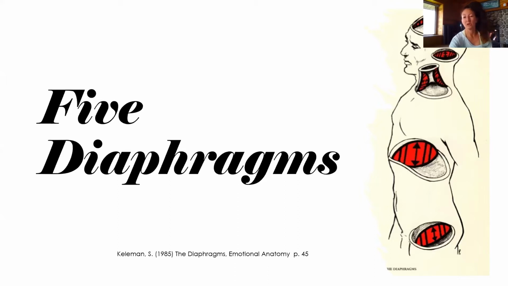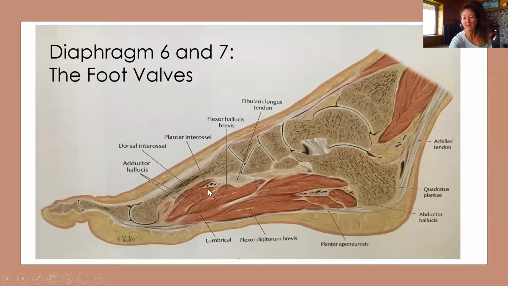I'm going to show you a picture of the foot so you can see that all the soft tissue here is one of the valve systems. You'll notice that it's shaped like a diaphragm. Diaphragms have a dome, and that soft tissue has that same shape, and it's a pumping mechanism as well. 6 and 7 are the valve in the right foot and the valve in the left foot.